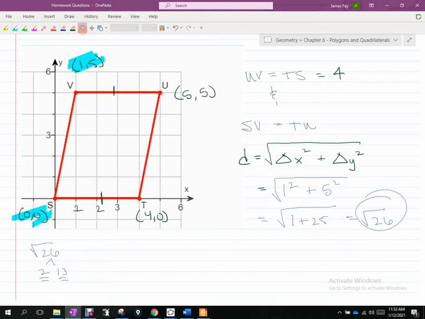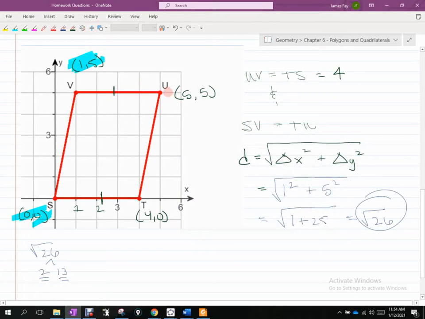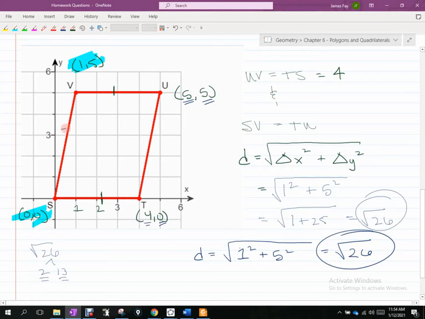And then I just need to make sure that UT is the same, radical 26. So I'll subtract the 5 and the 4, and it gives me 1. I'll square that. Add to it, subtract the 5 and the 0, so it gives me 5. And again, 1 squared plus 5 squared does give me 26. So there we see that they're both radical 26, and we're good to go.